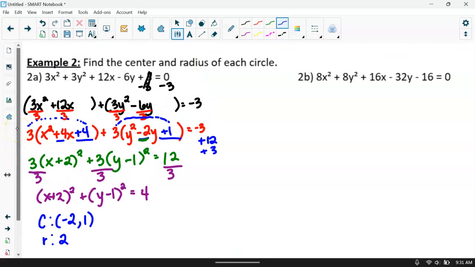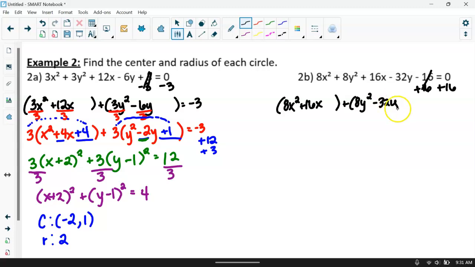So here, let's do this one. Let's organize it first. So what do we have to do? Add 16. So here I've got 8x squared plus 16x, then plus 8y squared minus 32y, is equal to 16.